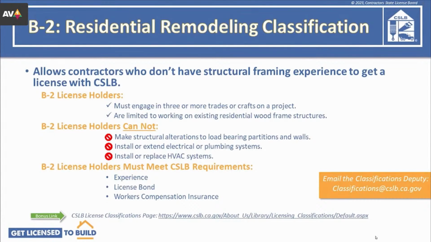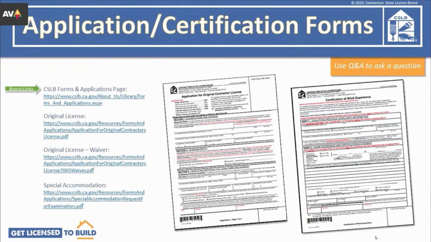Like all other CSLB licensees, B2 applicants and licensees must comply with CSLB experience, examination, license bond, and workers' compensation insurance requirements. If you have more questions about the B2 license, email the classifications deputy at classifications@cslb.ca.gov. When you're ready to apply for a license, here are the 2 forms you will need.